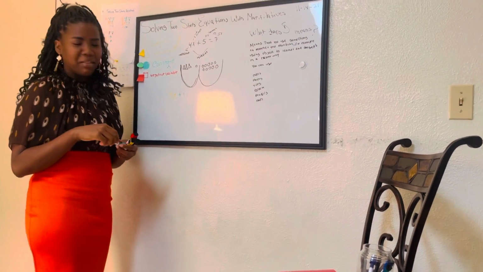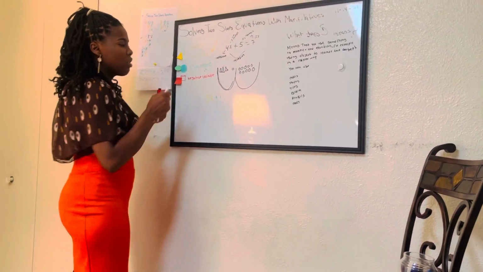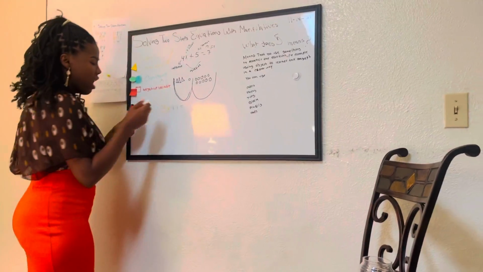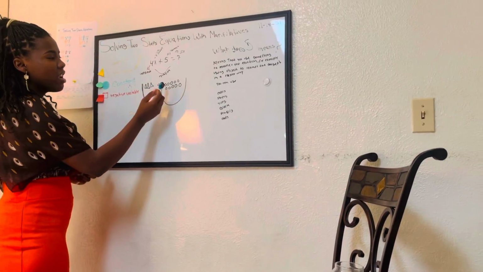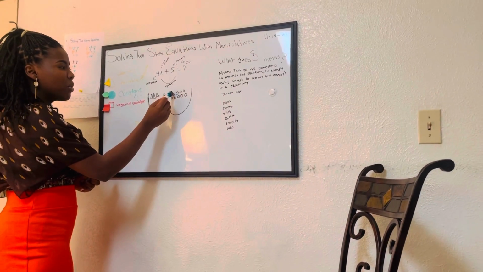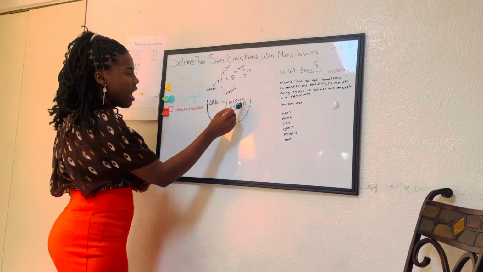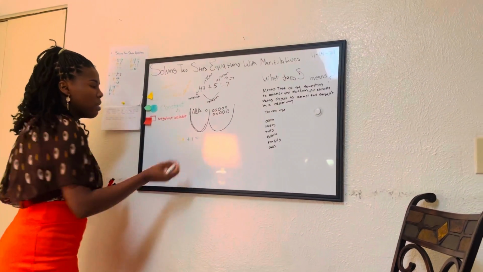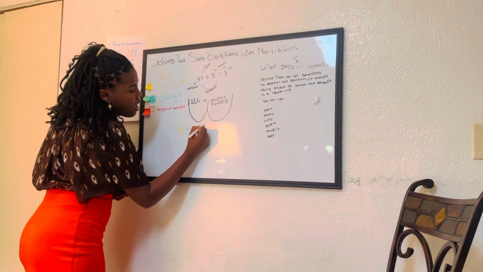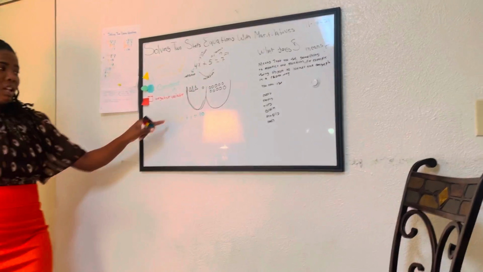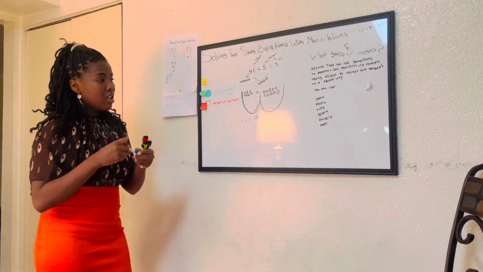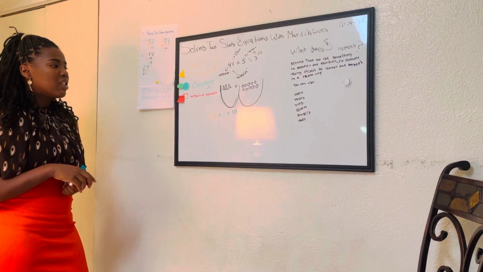Yes, that's correct. So now we're going to count how many we have in here. 1, 2, 3, 4, 5, 6, 7, 8, 9, and 10. So it means it's going to equal 10. So that is the equation that we have in here, right? So now we have to solve the equation.